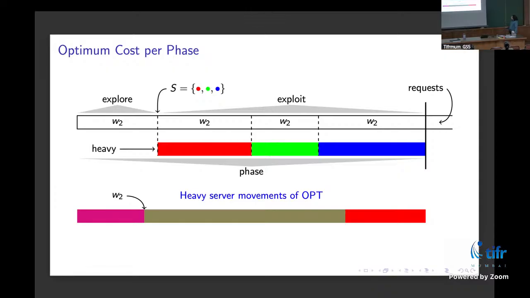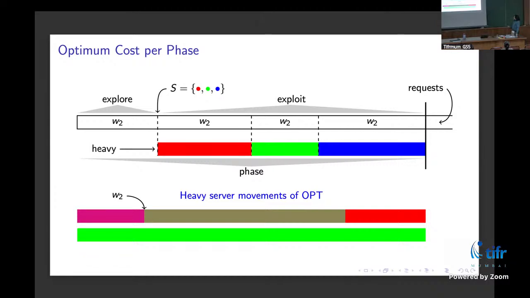Therefore, we can assume that the optimum just keeps its heavy server at one location for the entire duration of the phase. Now, if that one location is among the set of costly locations that we figured out, then look at the part of this phase where the algorithm has its heavy server at the same location. During this part, both the optimum and the algorithm are going to serve requests to the green page with the heavy server, and both of them are going to serve all of the other requests using the light server. Therefore, if the algorithm pays W2 in this part, the optimum must also pay W2 during this part.